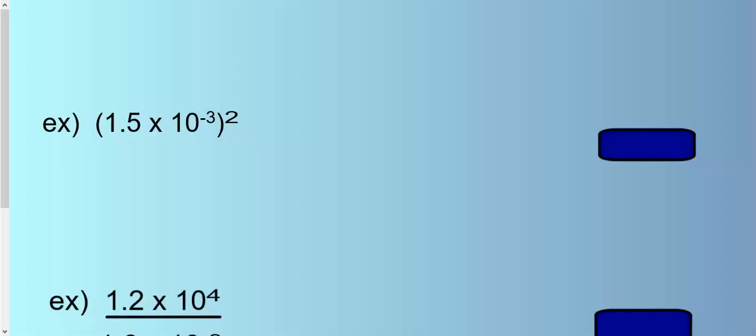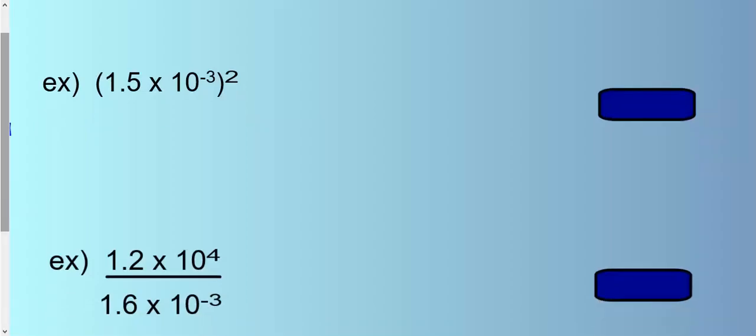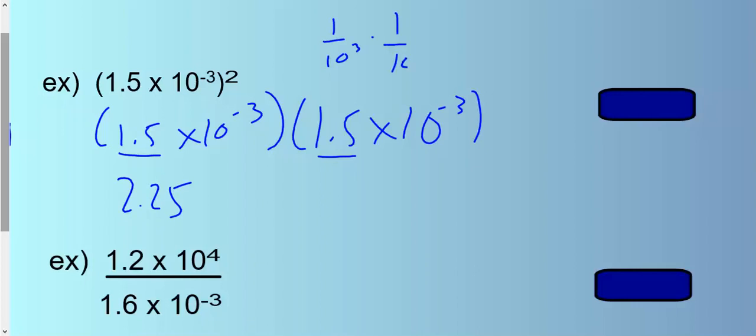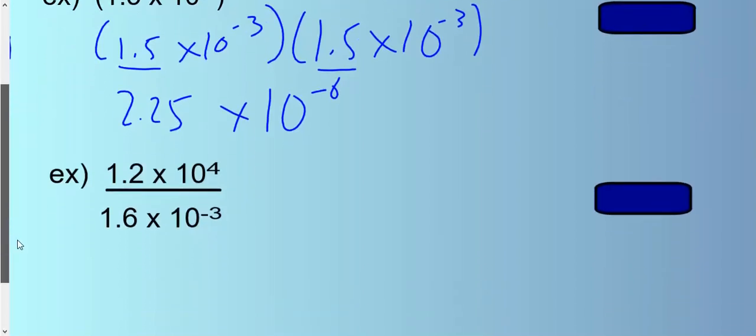So here we're going to square a number. So we have 1.5 times 10 to the negative 3, and then 1.5 times 10 to the negative 3. All right, so 1.5 times 1.5, that's 2.25. And then I have 1 over 10 to the third times 1 over 10 to the third, which is 1 over 10 to the sixth power, or 10 to the negative sixth power. And that's how you do a problem like that, where you're squaring or raising a number in scientific notation to an exponent or to a power.